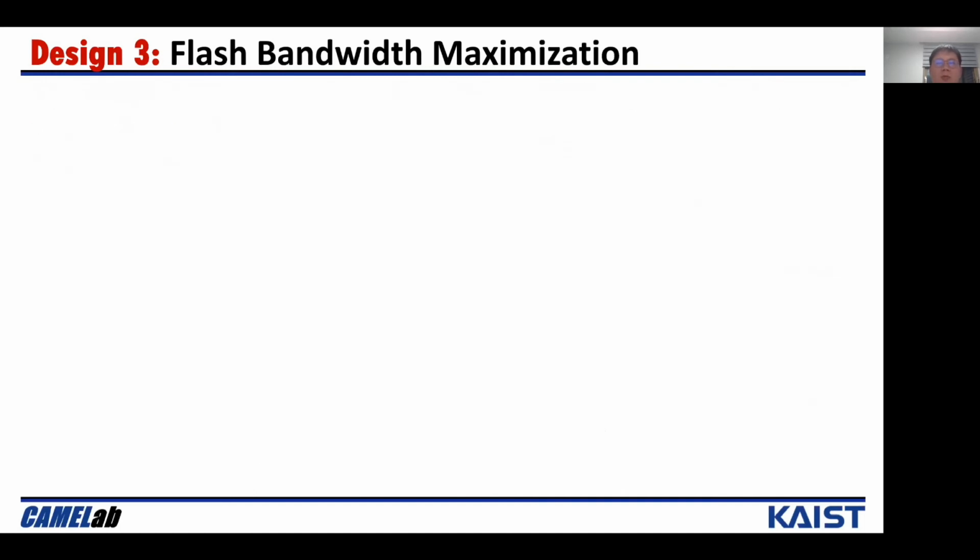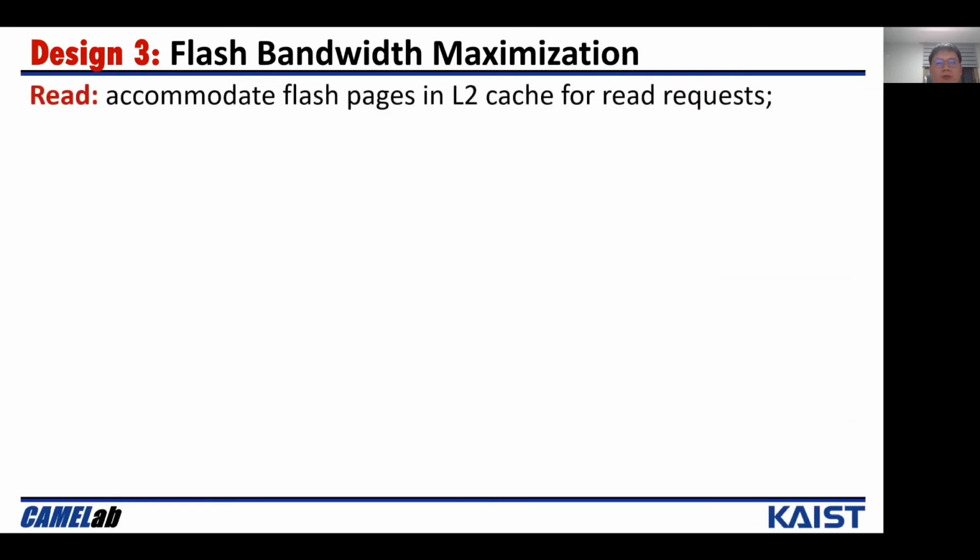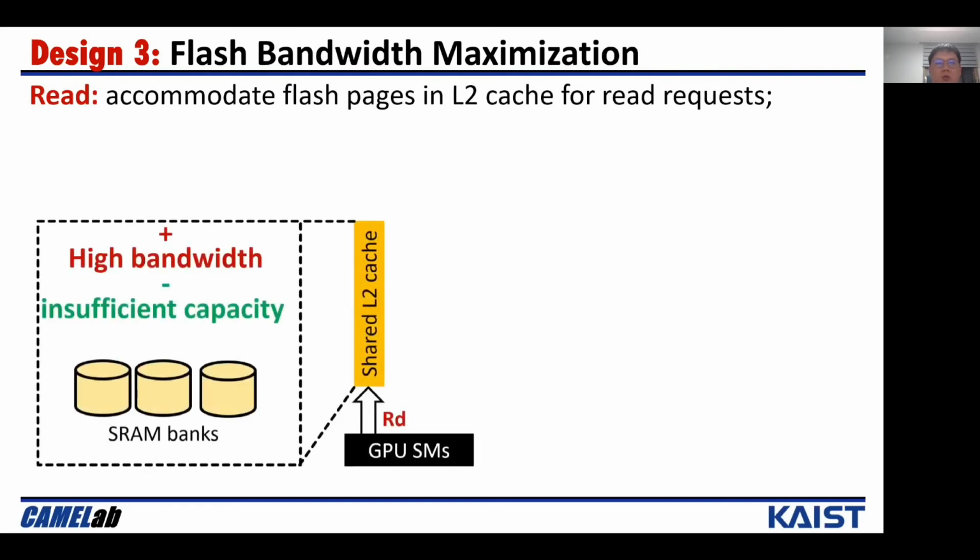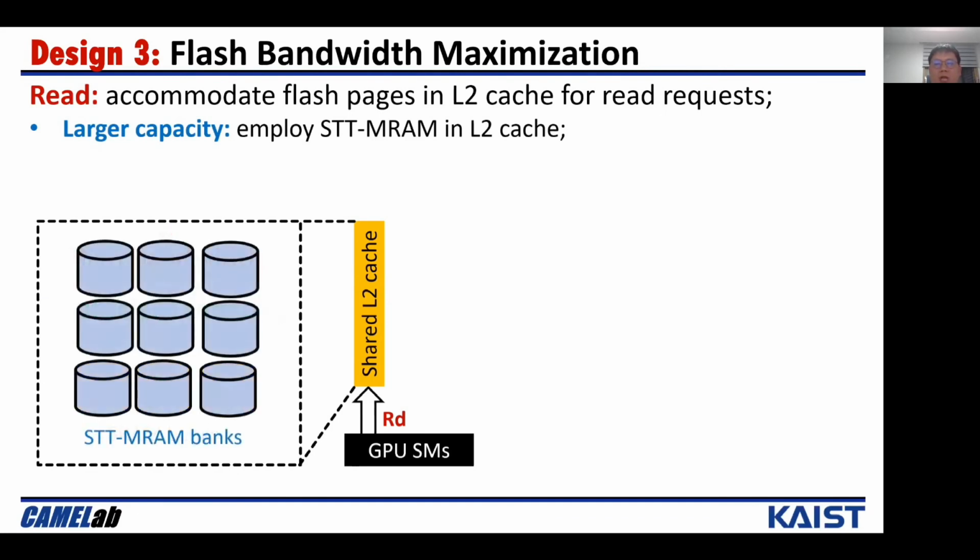To address the performance degradations, we utilize the GPU L2 cache to buffer the whole flash pages for read requests. While the GPU L2 cache can provide high throughput, it unfortunately has very limited capacity. We increase the L2 cache capacity by employing the emerging non-volatile memory STT-RAM. STT-RAM can increase the capacity by 4 times.